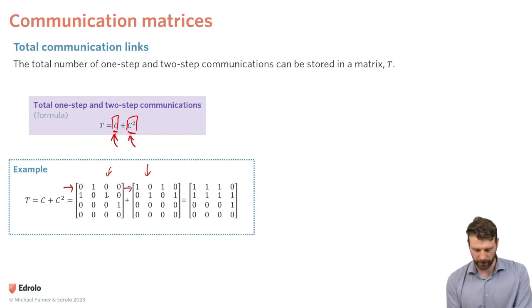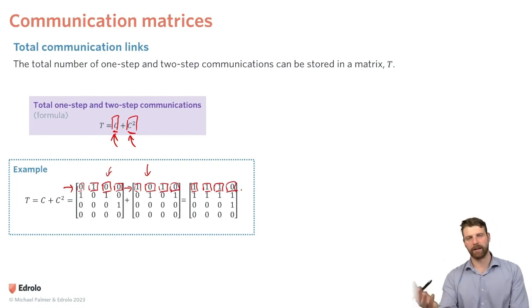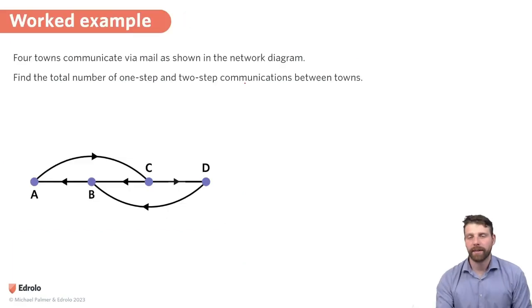So adding these rows, we're going to get 0 plus 1 is 1, and 1 plus 0 is 1, and 0 plus 1 is 1, and 0 plus 0 is 0. Okay, and so we can continue adding in that fashion, and this gives us our matrix T. Okay, here's a worked example.